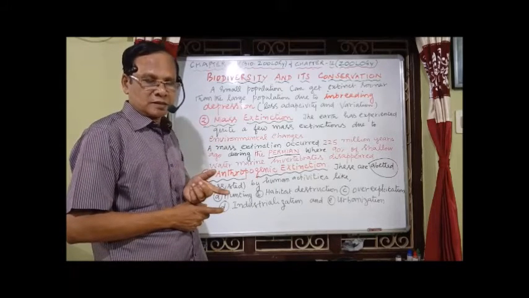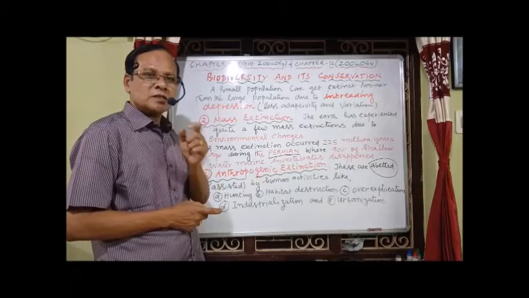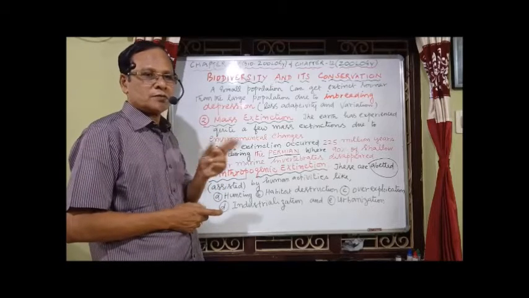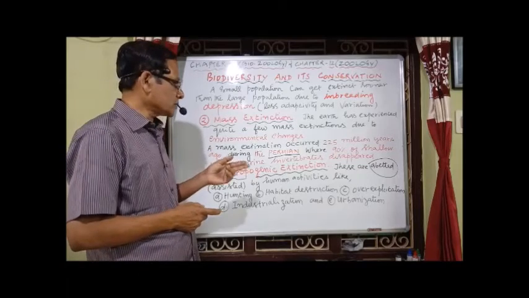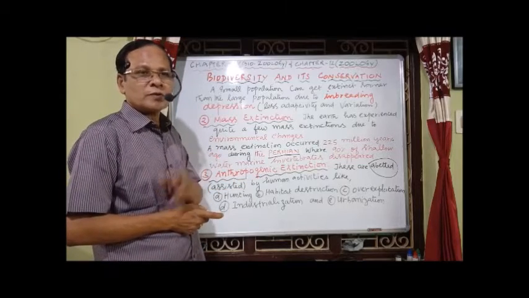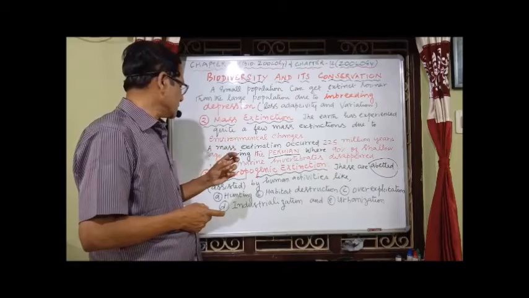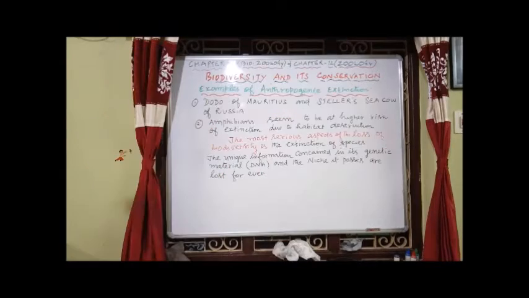Another one is the Sterlus sea cow of Russia. One is from Mauritius, the dodo bird. Another one is the Sterlus sea cow of Russia. These are the two examples for anthropogenic extinction.